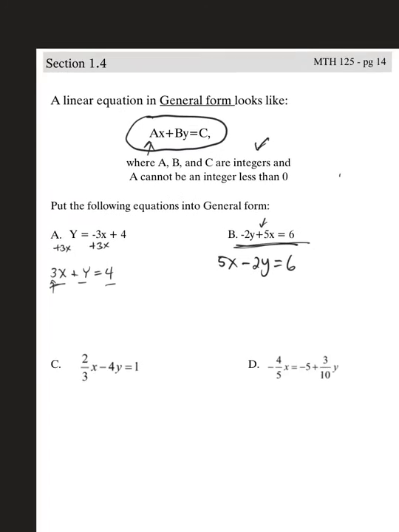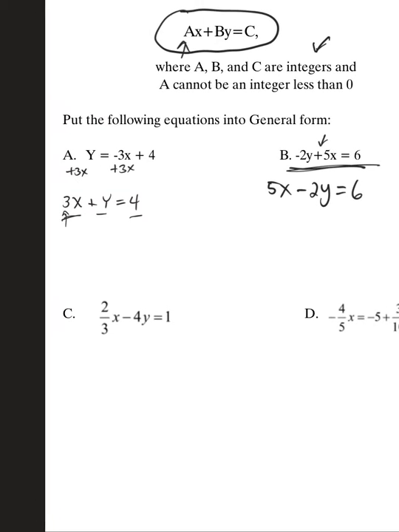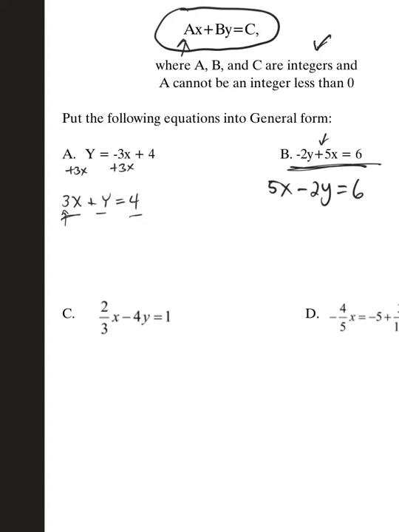Let's look at C. We have a couple different things here that are issues. The first, well, actually just one thing that's an issue. This is not an integer. Integer is a whole number. So what I'm going to have to do is change how this looks to make it so we don't have any fractions.